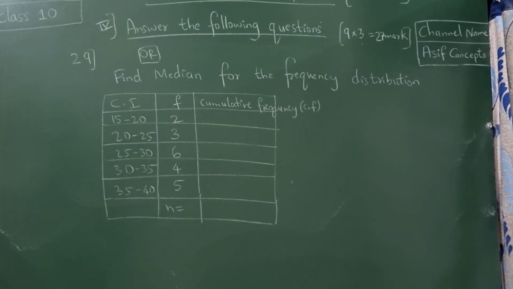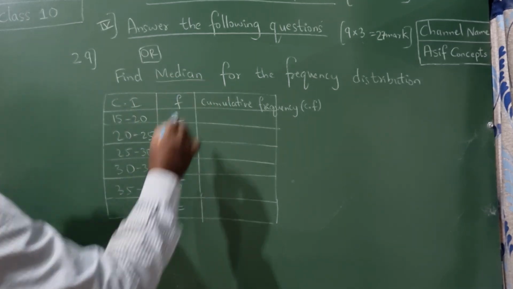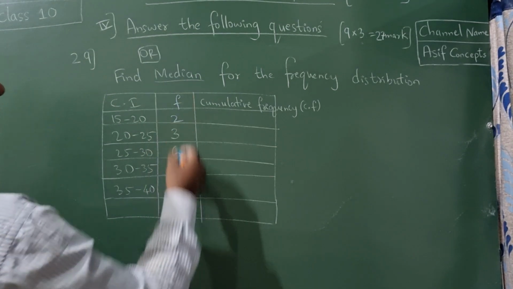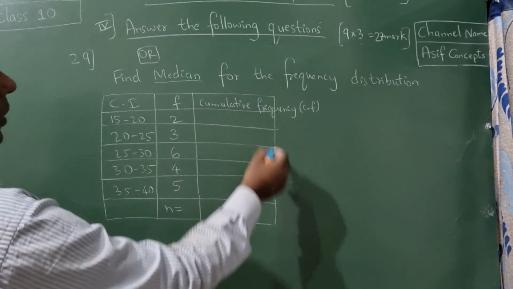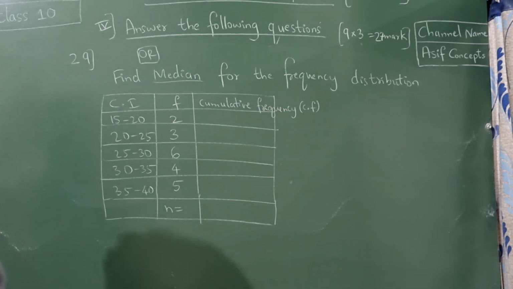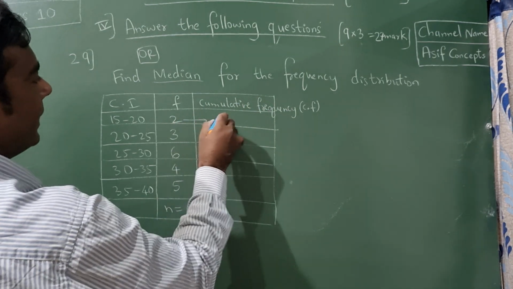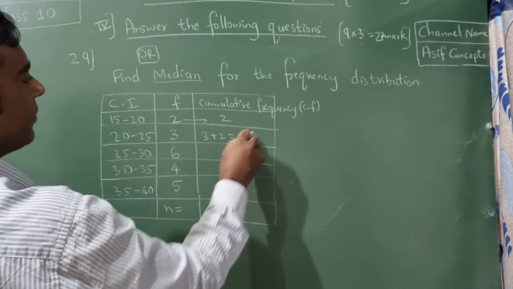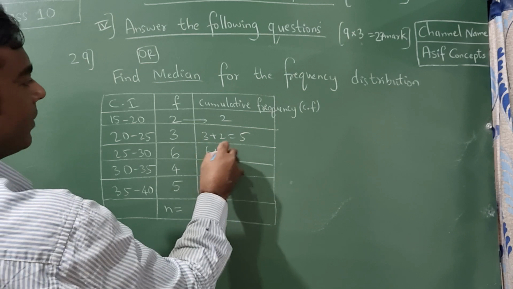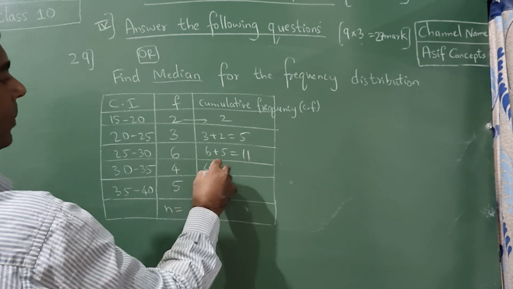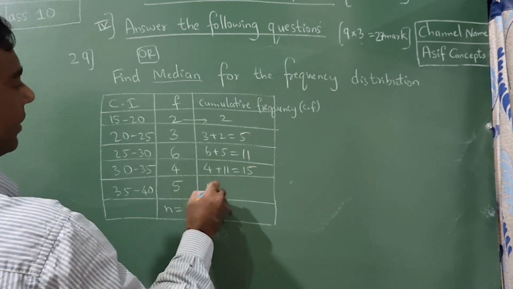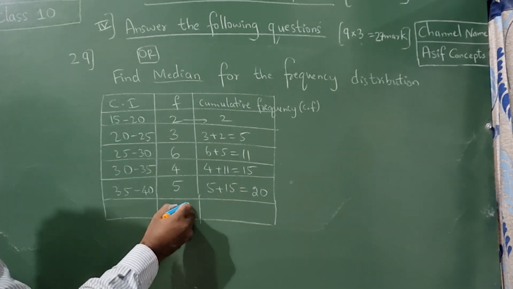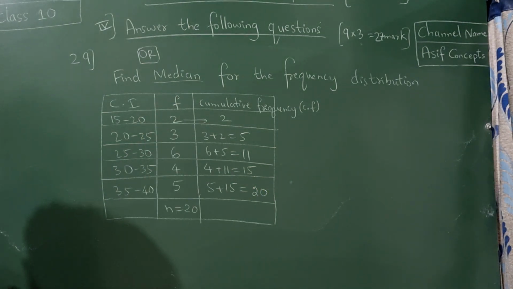Now 29th or question. Here in this they are asking what is the median for the frequency distribution given here. Class interval they have given, frequency they have given. You need to construct one more column by name cumulative frequency. Now how to write this? Write this 2 as it is. Now add this. 3 plus 2 is 5. 6 plus 5 is 11. 4 plus 11 is 15. 5 plus 15 is 20. Write this same value here at the frequency column.